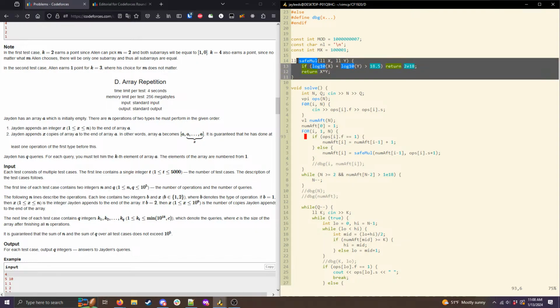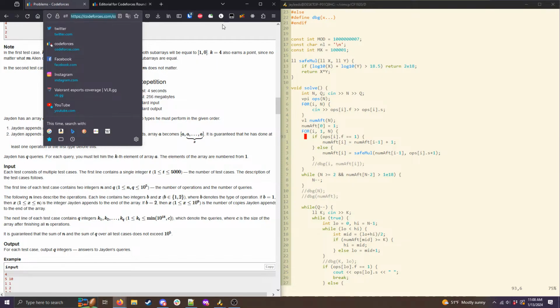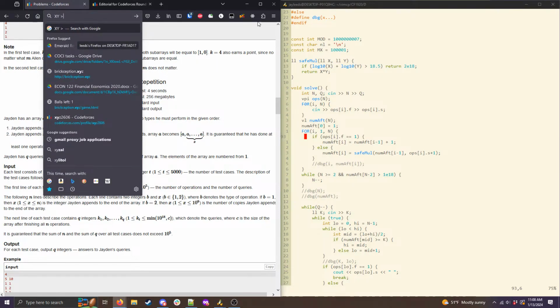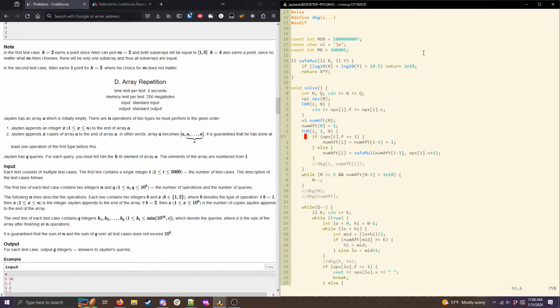I have to write a safe multiplication function to make sure that we don't get long overflow. So what I do is if the sum of the logs of the numbers is greater than 18.5, which is shorthand for xy is greater than 10 to the 18.5, then I just set it to 2 times 10 to the 18, which is larger than any of the values in the problem anyway. And otherwise, I just return x times y.